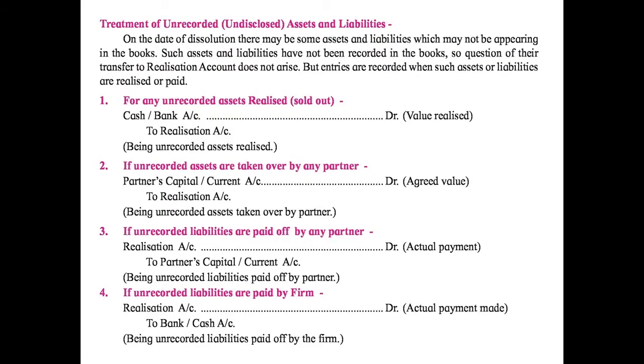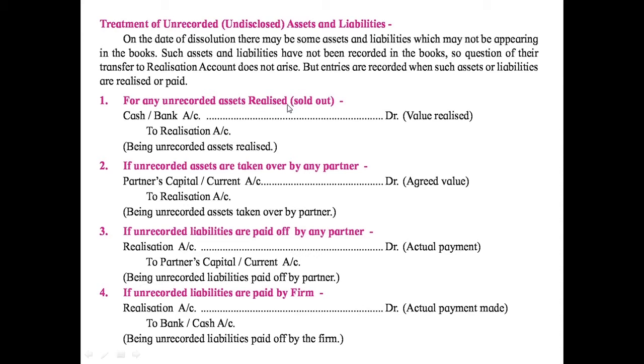Next, we are also going to give the treatment to the unrecorded assets and liabilities. These assets and liabilities will not be found in the old balance sheet which is given in the question, but under the adjustment it will be mentioned that some kind of asset is found at the time of dissolution, or some kind of liability is to be paid at the time of dissolution. Then what entries should we pass for that? First is for any unrecorded asset.